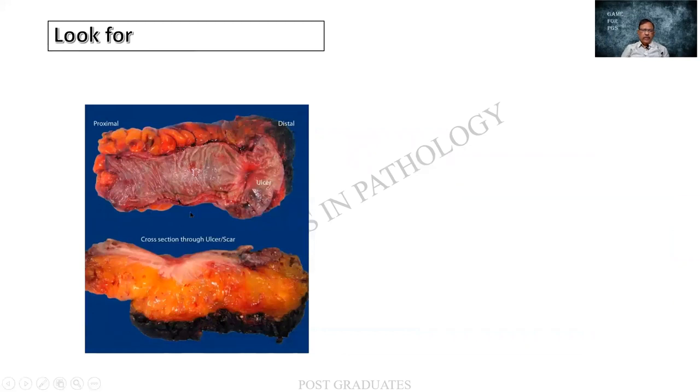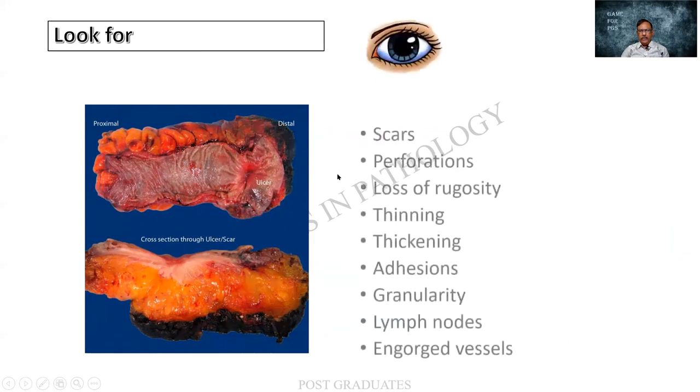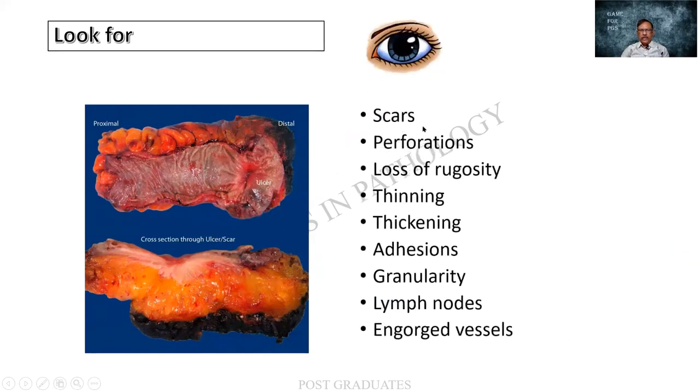And apart from that, you will have to look for the lesions. For example, there is an ulcer over here, and then there is an attachment. What are all the things that we'll have to look for in the mucosal and the external surfaces? That will be whether there are any scars, perforations, loss of rugosity, thinning of the wall, thickening of the wall, adhesions, granularity, lymph nodes, engorged vessels.